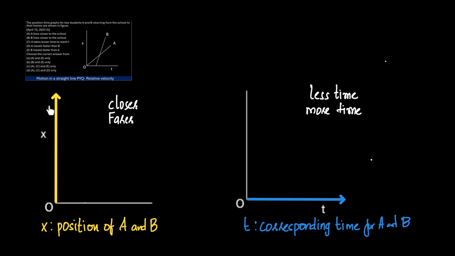So the x-axis here represents the position of A and B, which means if we analyze the x-axis, we would be able to make a conclusion regarding how close or how far A and B are at any point of time. Now the t-axis here corresponds to the time at which the position is there for A and B. This will give an idea which one, A or B, has taken less time or more time to complete the motion.